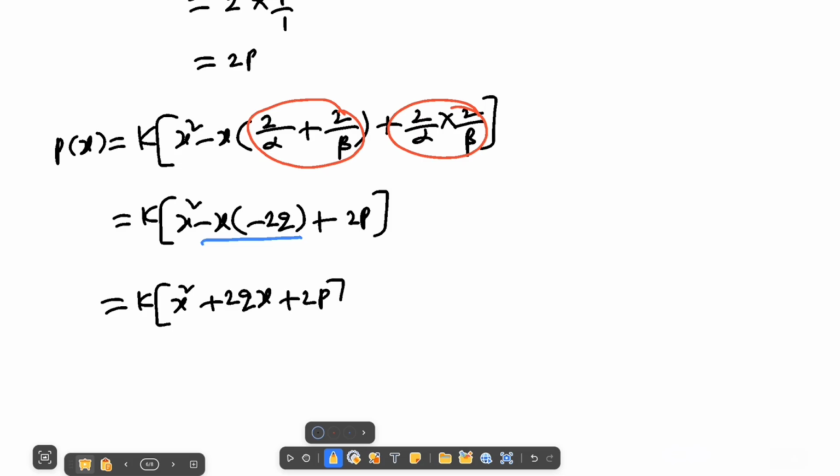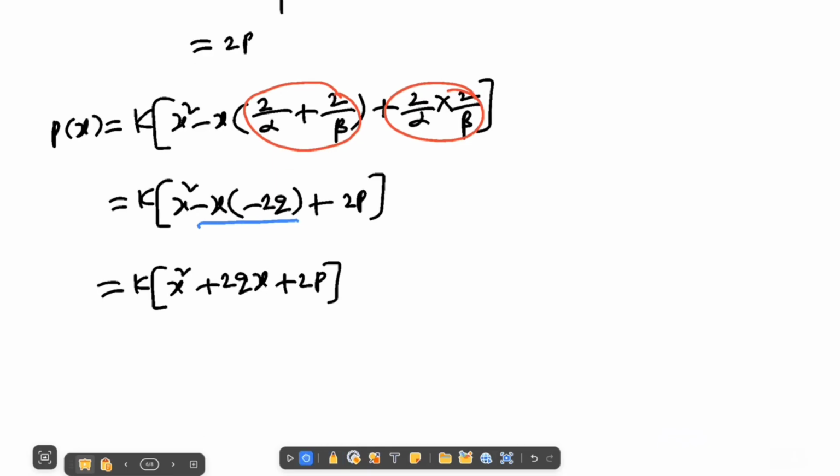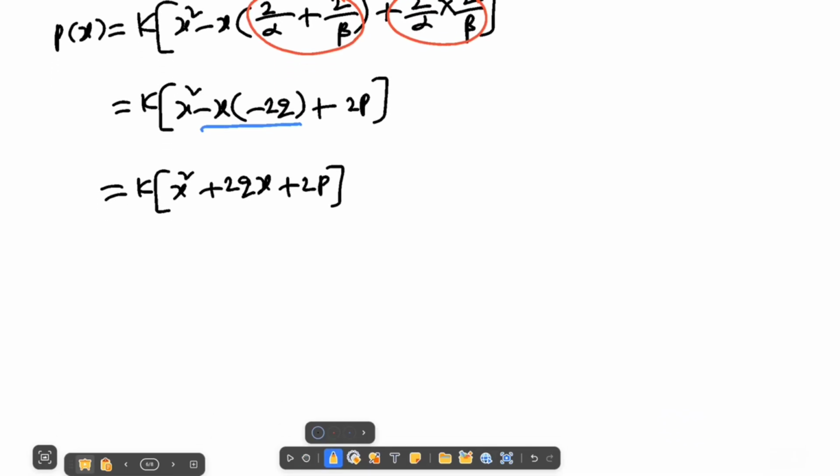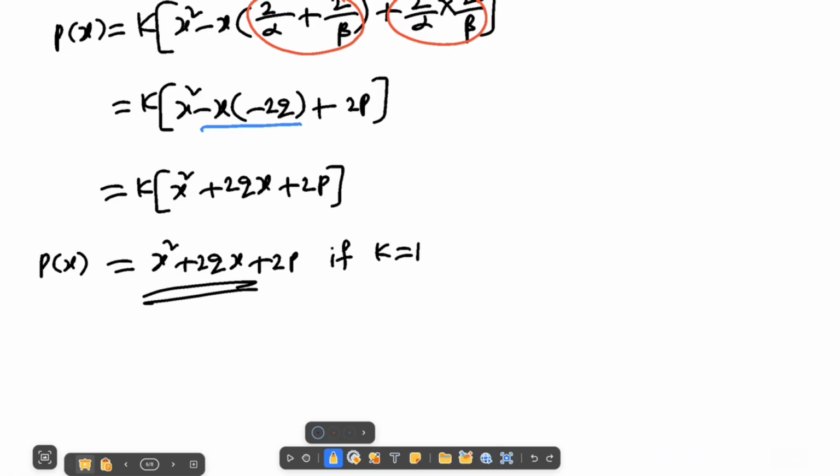Here we did not get any denominator. So therefore the k value will be equal to 1 only, right? If k is 1, now it will be equal to p of x. The required polynomial is x square plus 2qx plus 4p, if k is equal to 1. So this is the required polynomial for the given question.